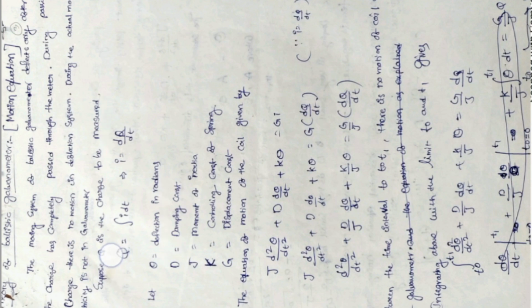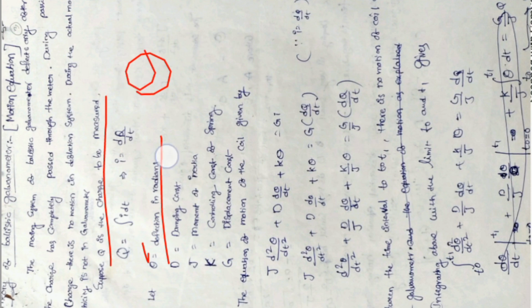The motion equation of the galvanometer can be determined from the amount of charge passed through it. The charge is given by integral I dt. From that, current I equals dq by dt. The rate of change of charge is nothing but the current, I equals dq by dt. Let us assume some terms related to the ballistic galvanometer. Let theta be the deflection in radians. Everybody knows that theta is the deflection angle. D is the damping constant, J is the moment of inertia, K is the controlling spring constant, G is the displacement constant.